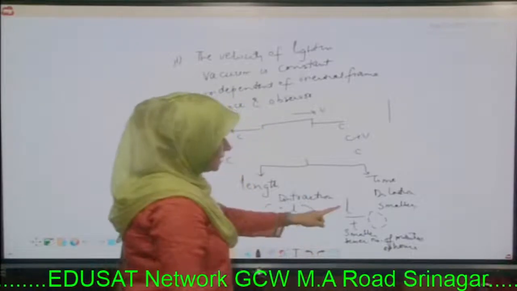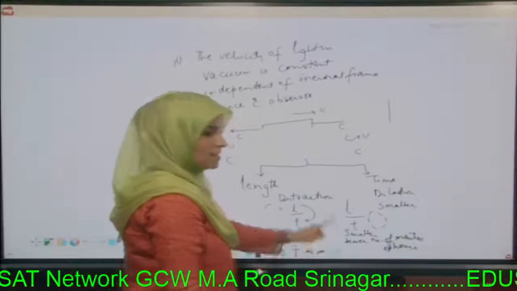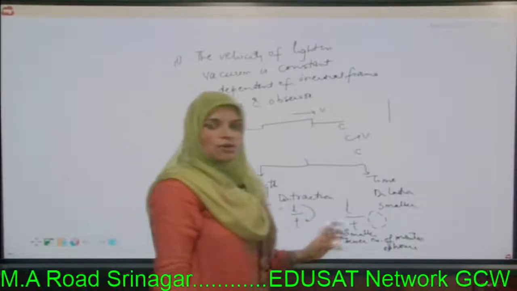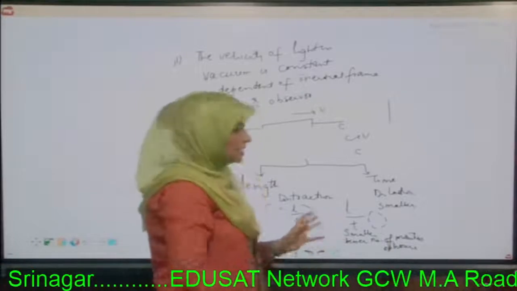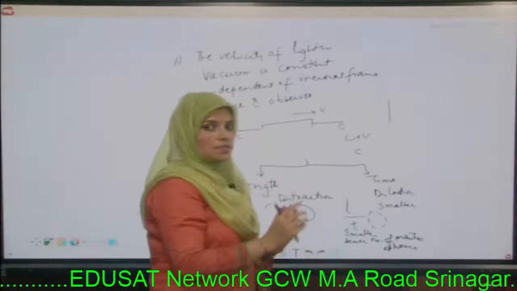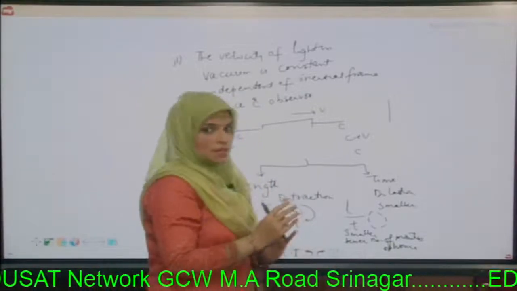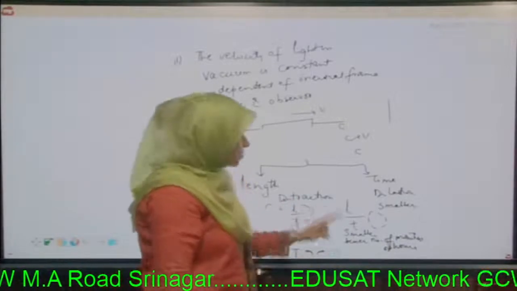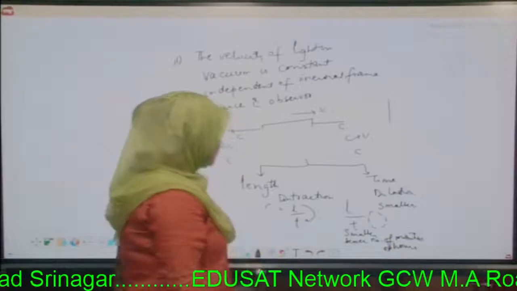So that's all. Length contracts, time has to dilate, and by time dilation, remember, I'm reiterating, time dilation means that clocks have to tick slower so that it takes a larger time to complete 1 minute. It takes a larger time to complete 1 hour. So the count of the minutes and hours is less. So that keeps the ratio L by T constant. So that is the second postulate.